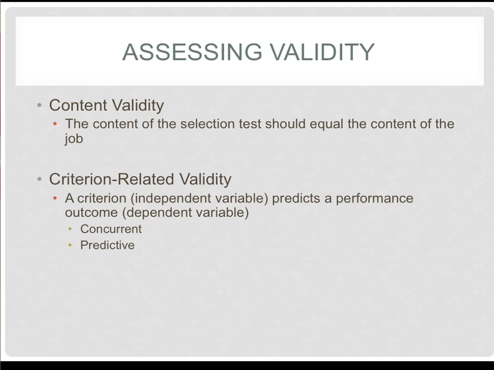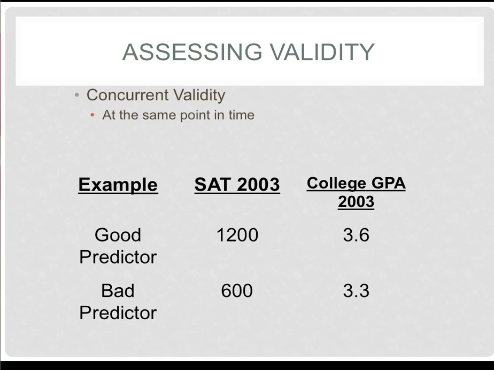Then we have criterion-related validity, where we want to know if the independent variable, the criterion, actually predicts the outcome that we want, the performance outcome. There are a couple of different ways we can do this. One is concurrent and one is predictive. Concurrent validity, if you go to the next slide, is about measuring something at the same point in time.